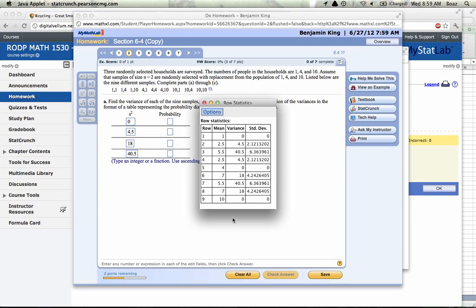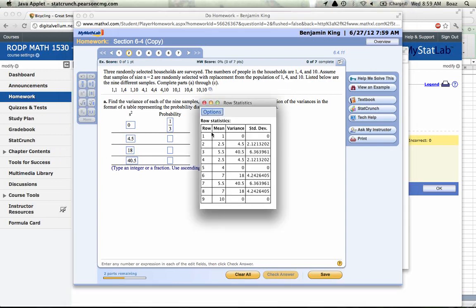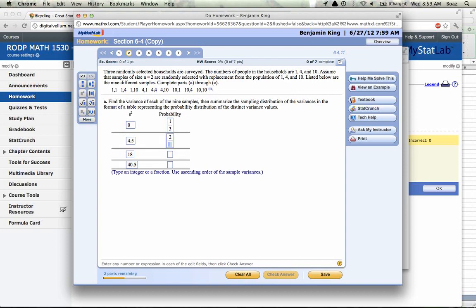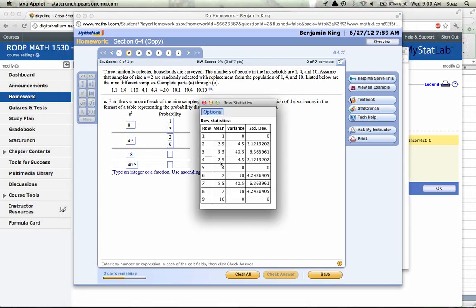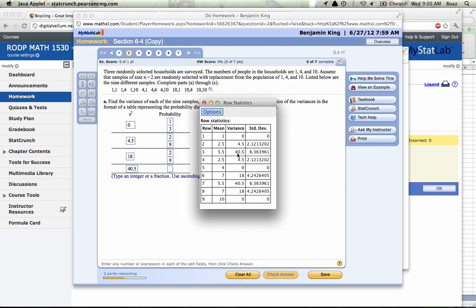Well, we have nine different samples. If these are simple random samples, then each sample has the same probability of being selected. So we have 3 out of 9 for the 0. We have 1, 2, 3 of those. So we'll type that as 1/3. When we look at 4.5, we have 1, 2 of those. So we have 2 out of 9. For 18, we have 2. And then for 40.5, we also have 2. So we have 2 out of 9 again.